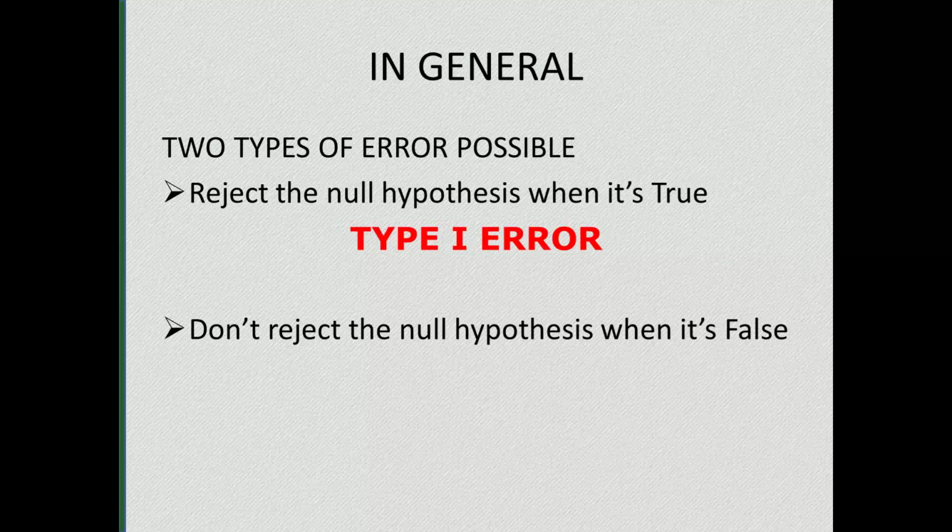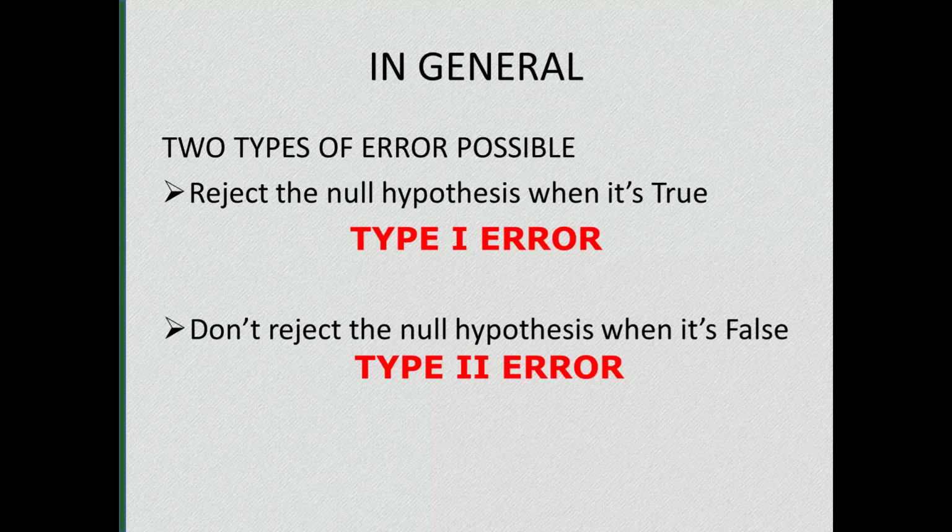Any guess as to what the other type of error is called? Yeah, that's right. I swear, statisticians are really boring when it comes to thinking up technical terminology. Type 1 error, to reject the null when it's true. Type 2 error, we don't reject the null when it's false. And we need to remember what these two things are.